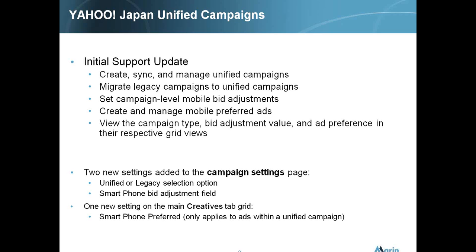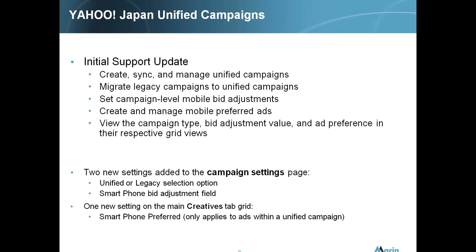So just to update everyone on what is supported, you'll be able to create, sync, and manage unified campaigns. You'll also be able to migrate legacy campaigns to unified campaigns, set campaign-level mobile bid adjustments, create and manage mobile preferred ads. And you'll also be able to view the campaign type, the bid adjustment values, and ad preference within the respective grids. So this is very similar to what we've already released for Google Enhanced Campaigns. They are now available for Yahoo Japan's unified campaigns as well.